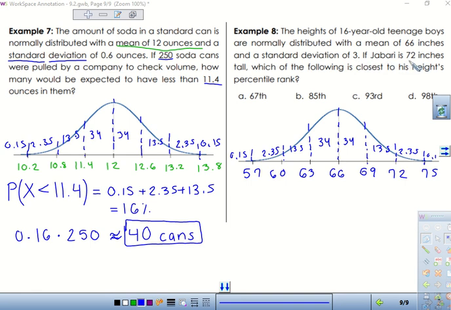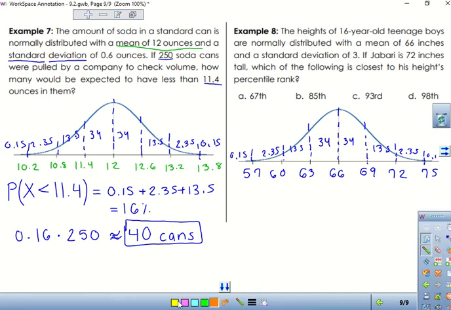So if Jabari is 72 inches tall, which of the following is closest to his height's percentile rank? So with percentile ranks, you take all of the values that are below what that height is and add those up, and that would give you the percentile rank. So if you add up all of those, that will be in the 97.5 percentile.